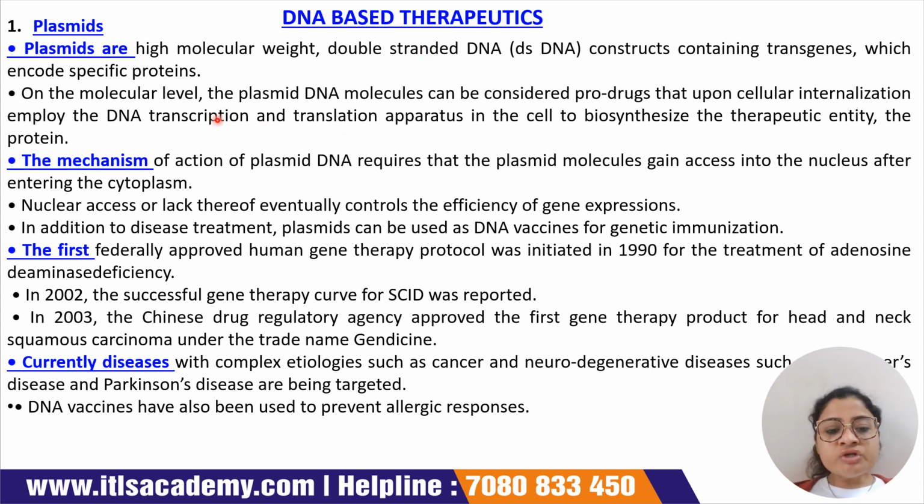Okay. So they are high molecular weight double-stranded DNA, which is abbreviated as dsDNA, containing transgenes which encode specific proteins. Now, what are these transgenes? Transgenes are special genes which are present inside the plasmid and they are responsible for coding specific proteins. Okay. On the molecular level, the plasmid DNA molecules can be considered prodrugs. Prodrugs means just the first stage of a complete drug, that upon cellular internalization employ the DNA transcription and translation apparatus in the cell to biosynthesize the therapeutic entity, that is the protein.